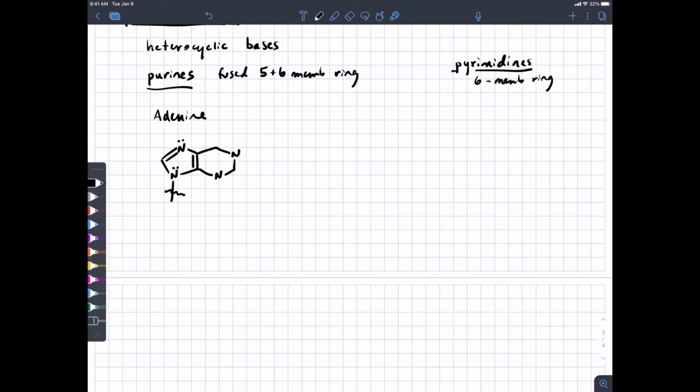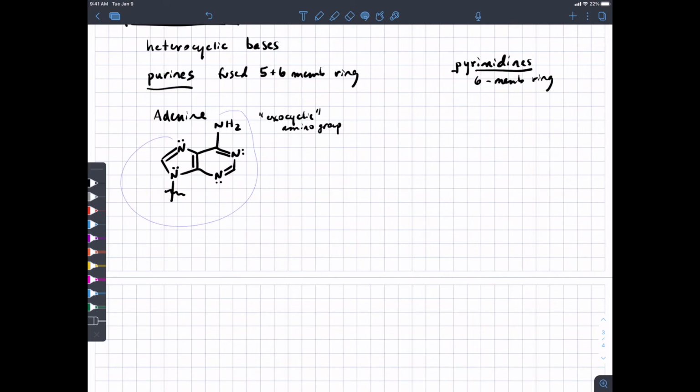On the other 6-membered ring, you've got double bonds here and here. These nitrogens have lone pairs in an sp2 orbital, so they're basic. And then you've got an amino group outside the ring, and this is sometimes called an exocyclic amino group because it's outside the ring.